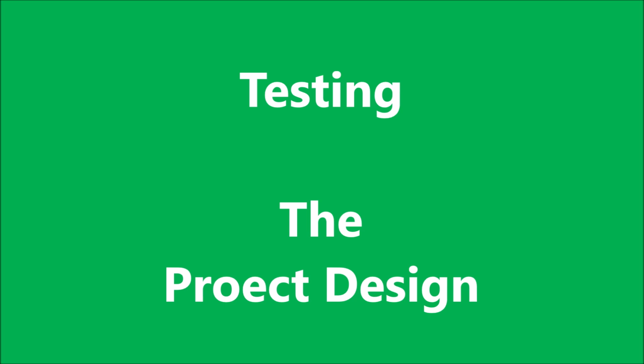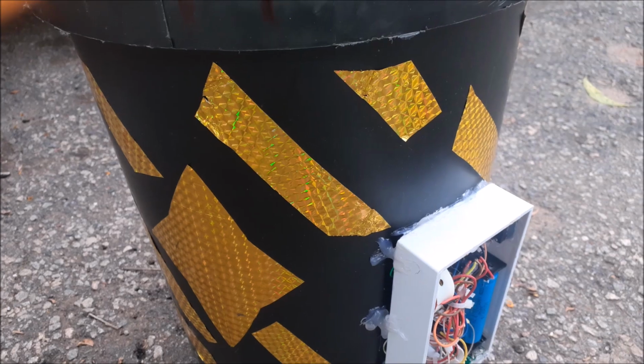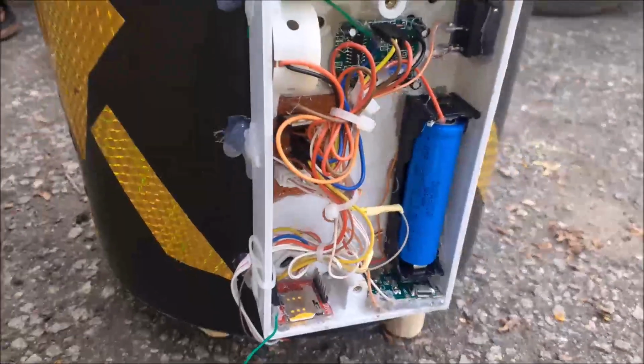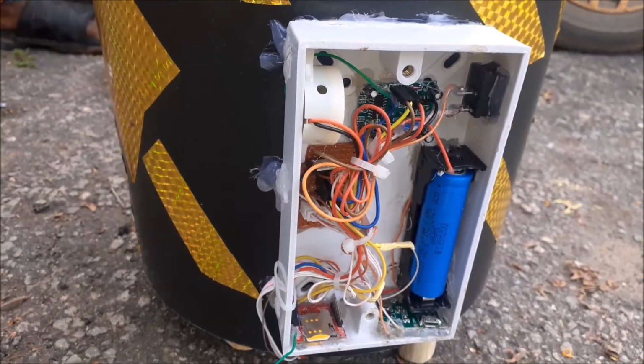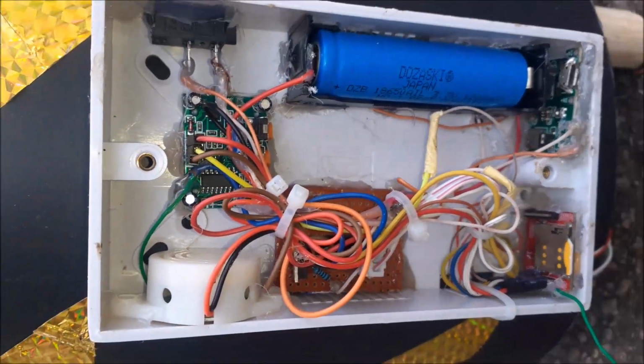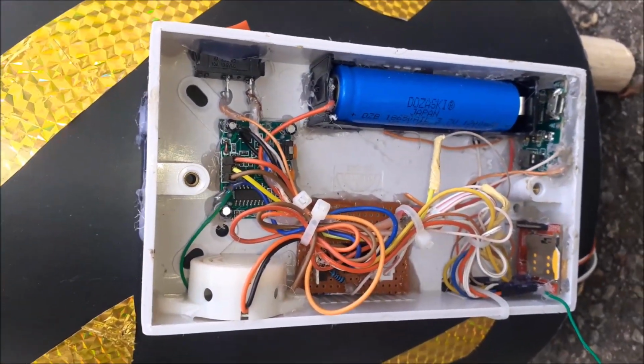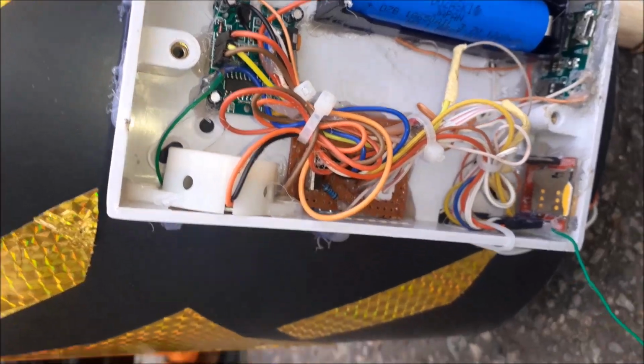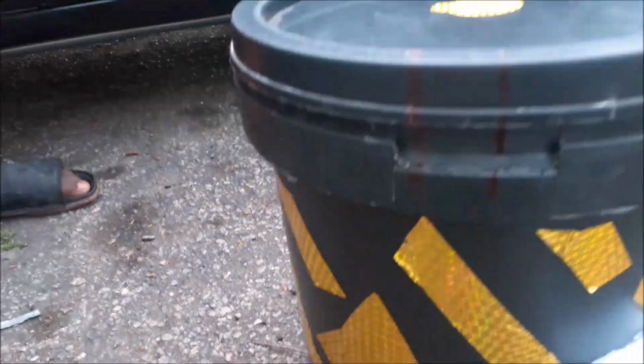Now, let us test this design. When we turn on the design by the switch at the side of its casing, we can see the GSM module blinking every second. Once it starts blinking every 3 seconds, we know it has captured network and is ready to be armed.